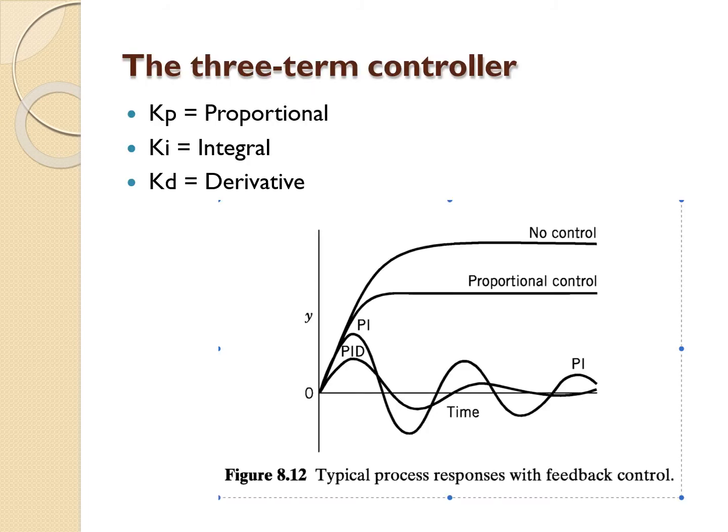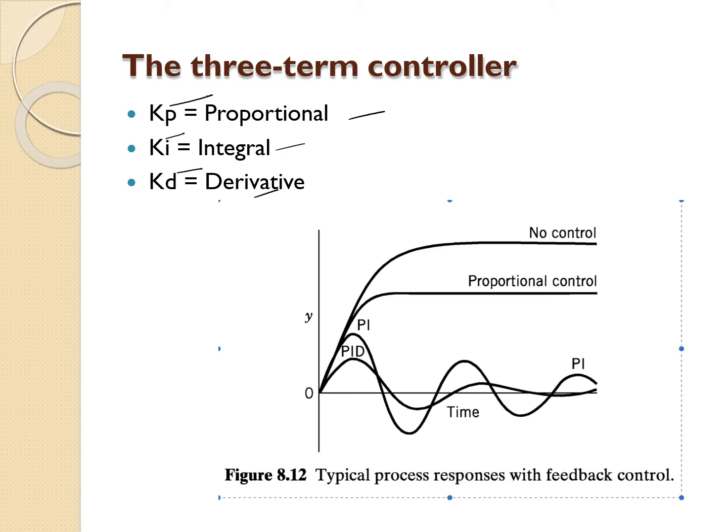Okay, so we have three terms of controller, which are proportional, integral, and derivative. For proportional, we use the proportional gain. For integral, it is the integral gain. This K is a gain. For derivative, it is the derivative gain.